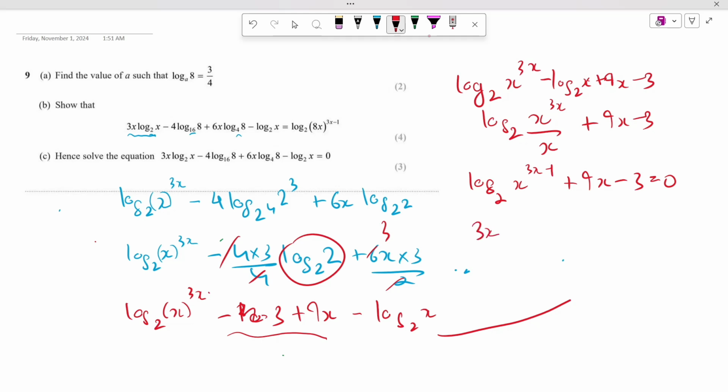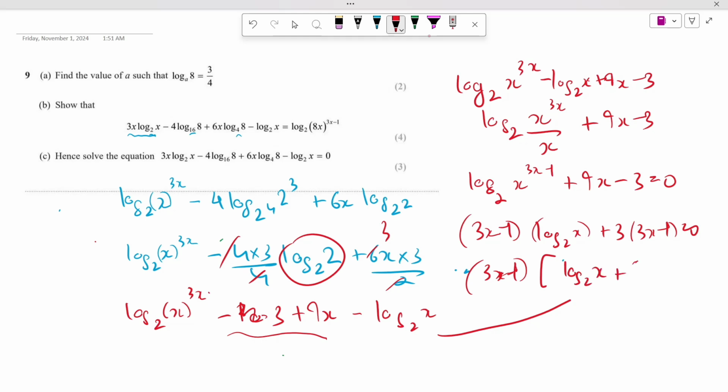This would be written as 3x minus 1 again, log 2 to the base x, and this would be again written as 3 into 3x minus 1. 3x minus 1 gets commoned out, and we are left with log 2x plus 3. 3 could be again written as log 8x is equals to 0. Now either this is equals to 0 or this is equals to 0.